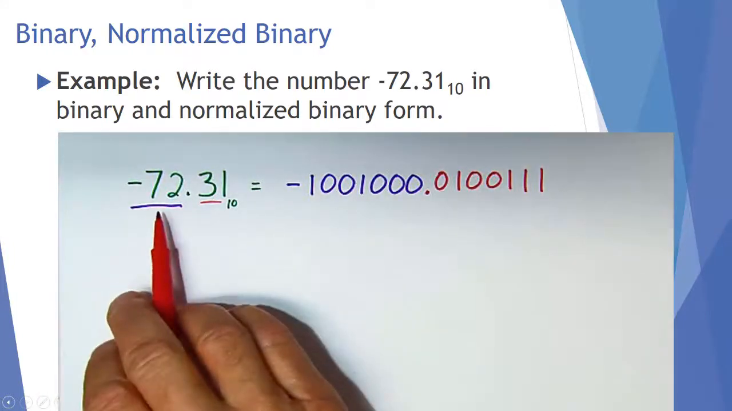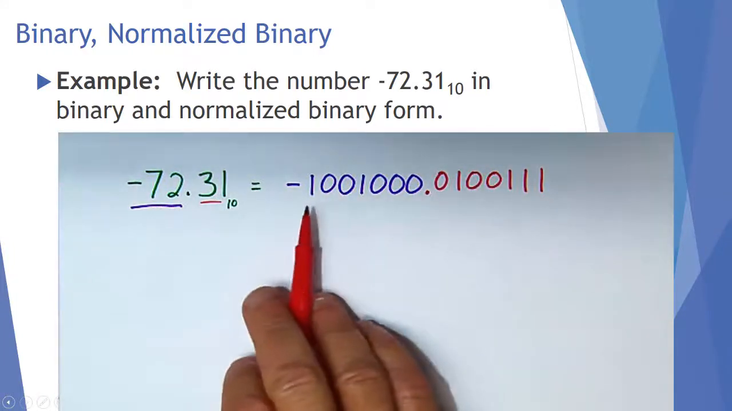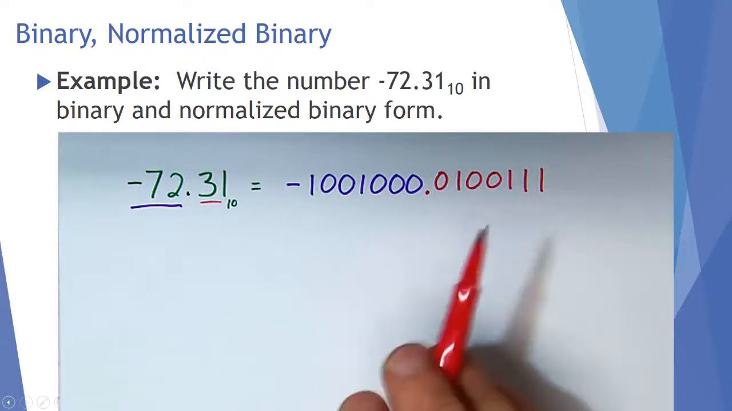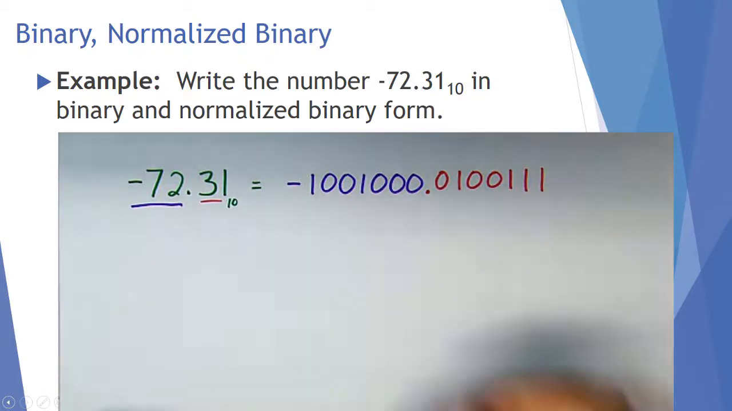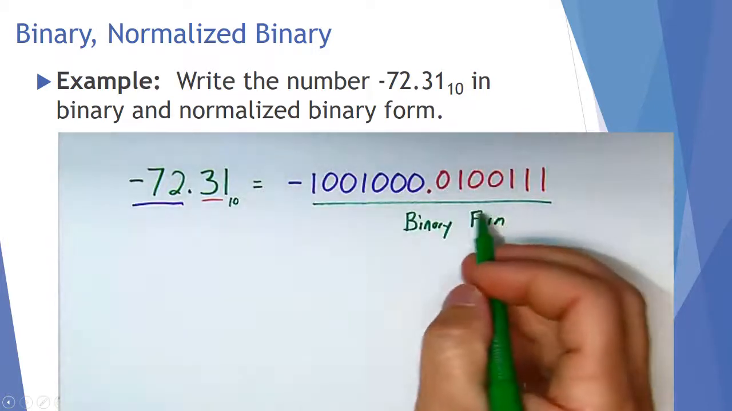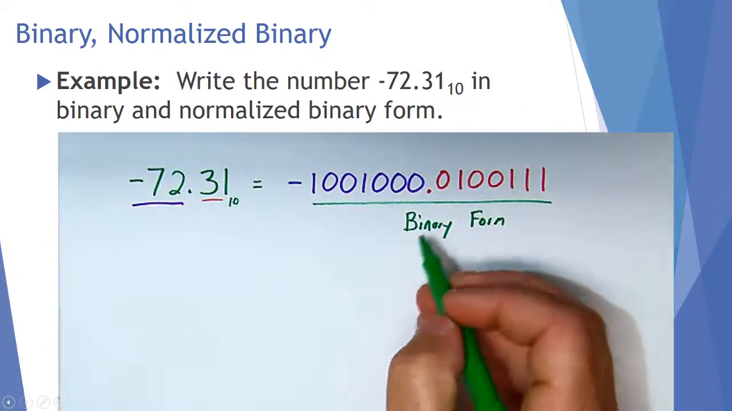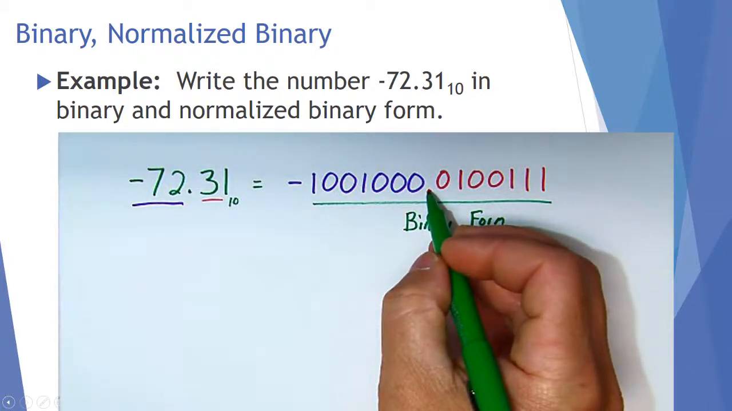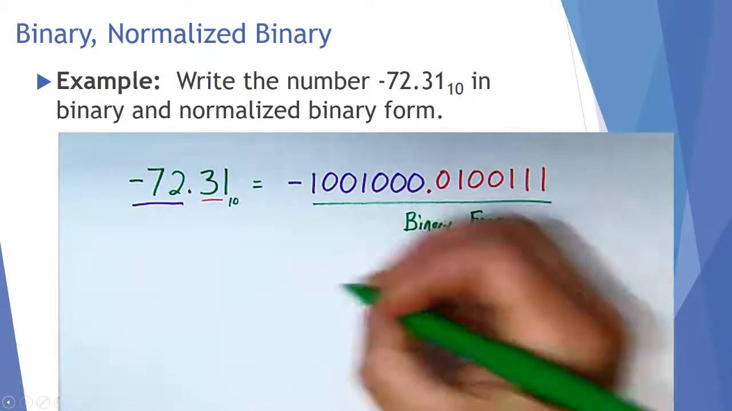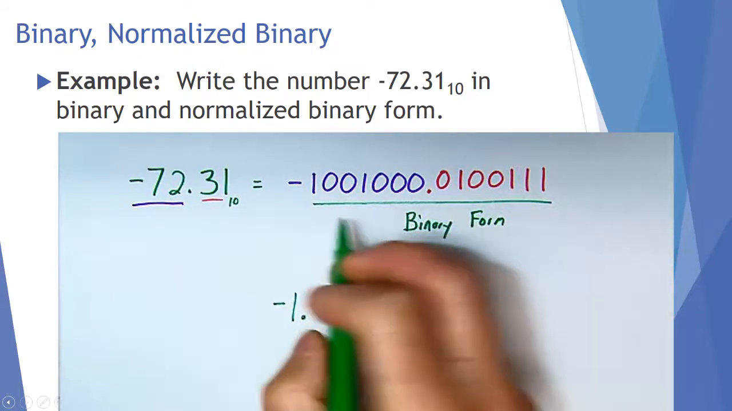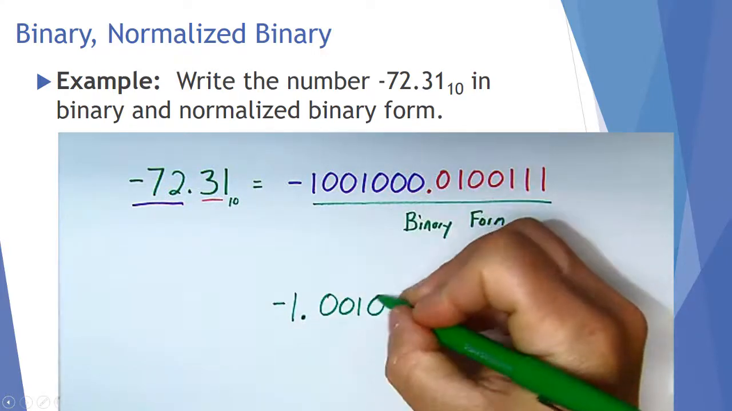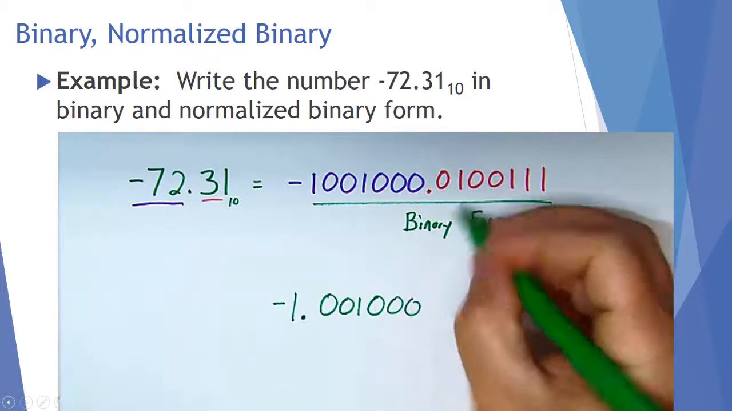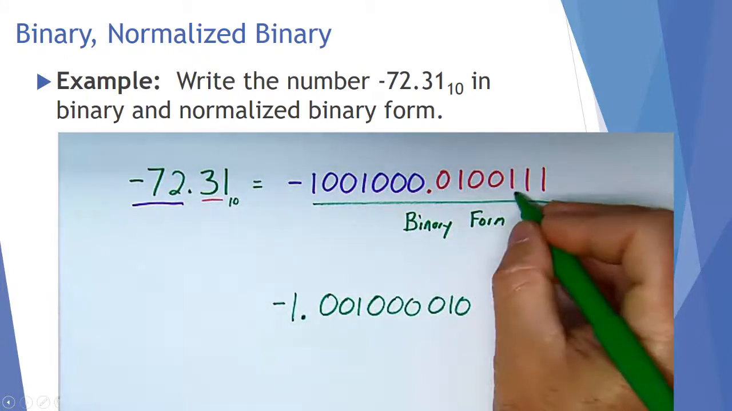So at this point, we can see that negative 72.31 base 10 is the binary number shown here. You've done that before. If you don't remember how to do that, you might want to watch the lesson on converting between number bases again. But we're done. We've put this in binary form. Now we want to change this to normalized binary form, which means we put this in binary scientific notation. So we're going to move the decimal way over here so that our number becomes negative 1.0010001 0111.